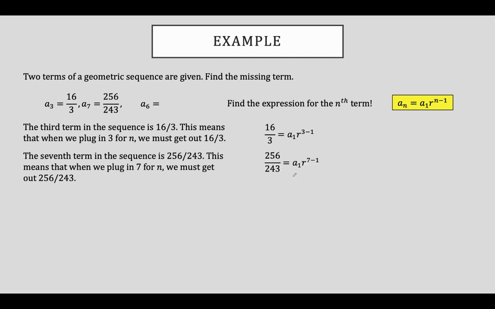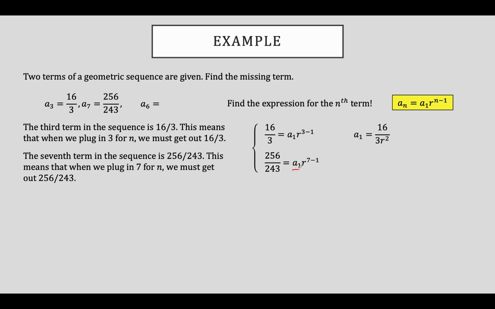That gives us 256 over 243 equals a1 r raised to the 7 minus 1. And again, now we have a system of equations, 2 equations and 2 unknowns. We'll solve the system by substitution. Let's isolate a1 in the first equation. To isolate a1, we would divide by r squared. a1 is equal to 16 divided by 3r squared.